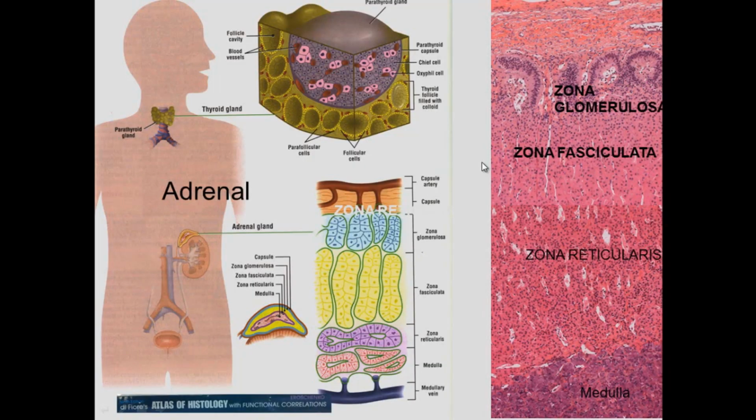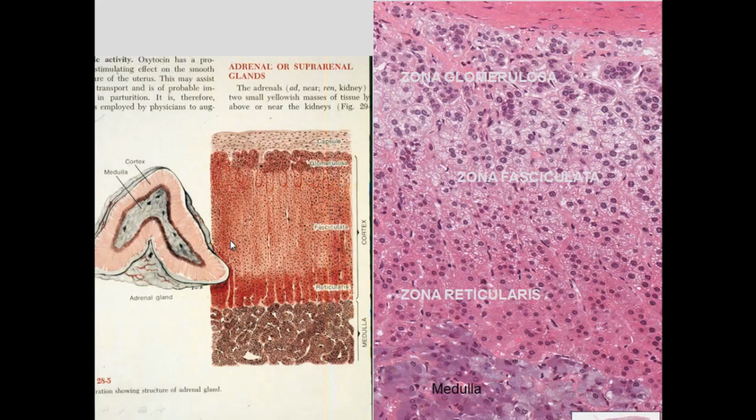There's also an adrenal, and we see adrenal, another one of those organs. There are different layers: glomerulosa, fasciculata, reticularis, and the medulla. So this is the cortex and the medulla. As you see, the adrenal is sitting right above the kidney. And so we can see these different layers.